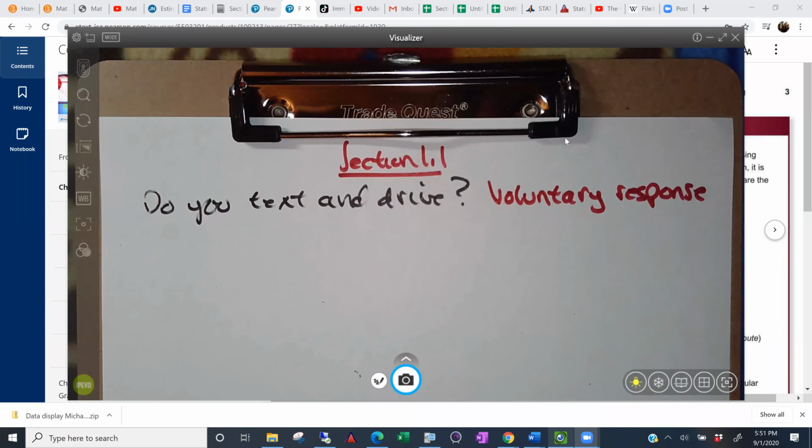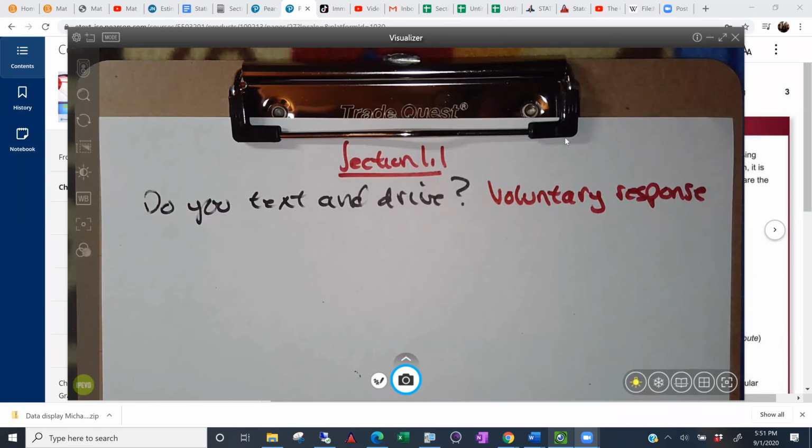Okay, so we're going to work with statistics in this section, in the sense that we want to figure out, how do we get statistics? Are they good? Are they bad? And that starts with collecting data. So if I were to ask you if you text and drive, I might not get a real good set of data, because it's pretty sensitive personal information.